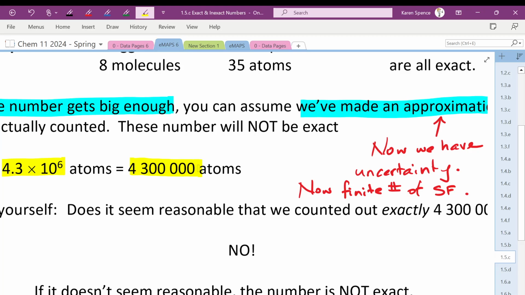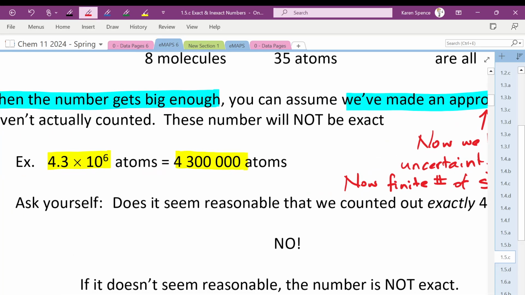Let's say it contains 4,300,000 atoms. Do you think that number is exact? Do you think we might not be out by a little bit? We're probably out by a little bit. So what we have to do is go by whatever digits we are given. And in this case, how many sig figs does this number have? Tell your partner. 2 sig figs. Okay, 2 sig figs.